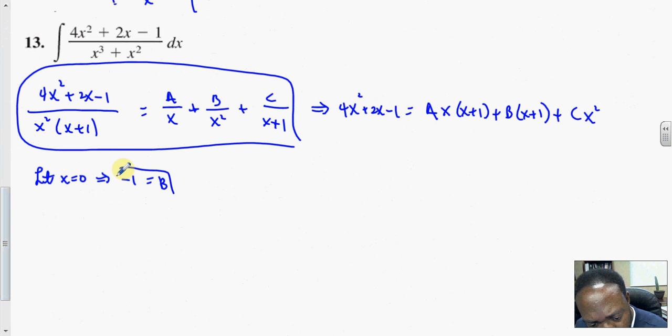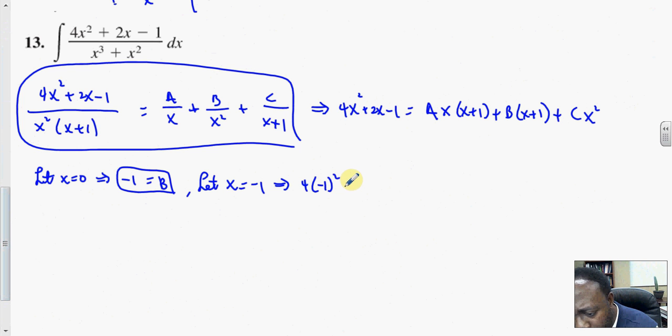So b is equal to -1. Now, let x equal -1, because here -1 cancels out this x plus 1, and cancels out this x plus 1 there. Let x equal -1, so the left side is 4 times -1 squared plus 2 times -1 minus 1, which is equal to a times 0.